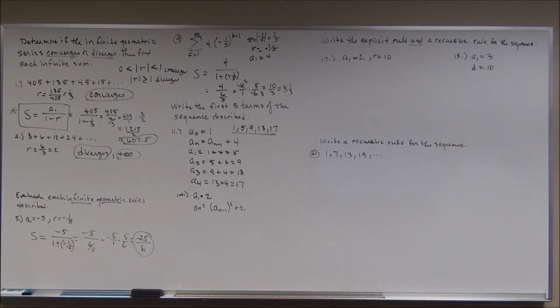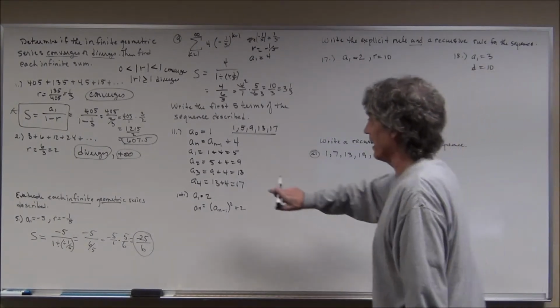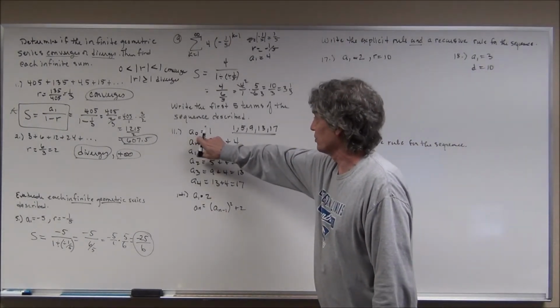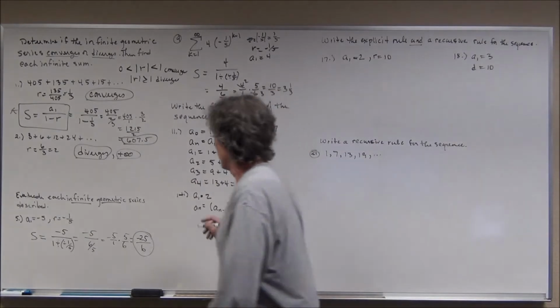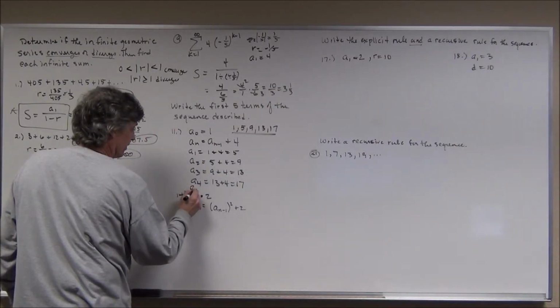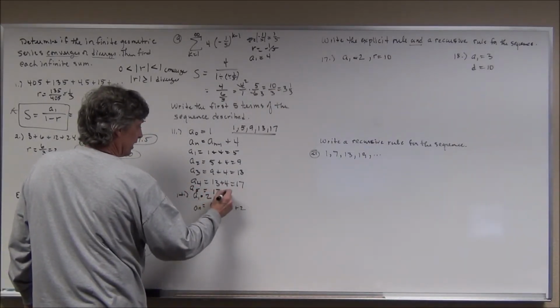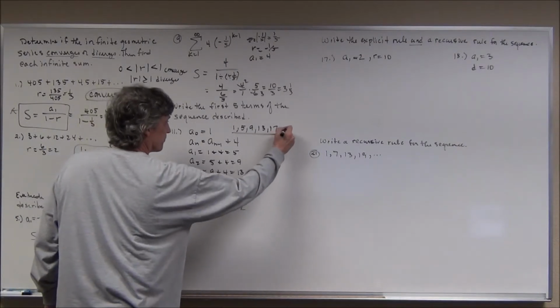So I'll check his key here. And this was problem number 11. I am running behind. I've got a class starting up here in just a second. And he does not count this as his first term. So you've got to go one more. You've got to have a sub 5. So that would be 17 plus 4, which is 21.